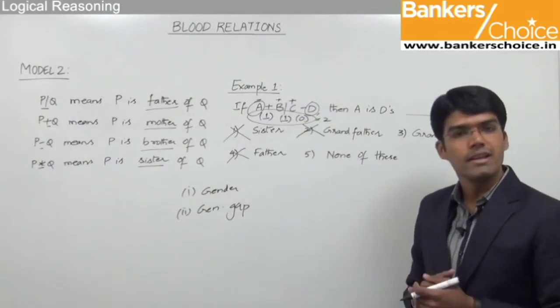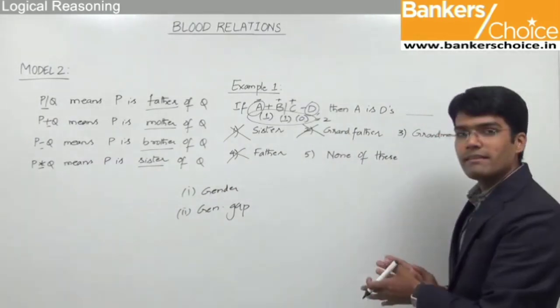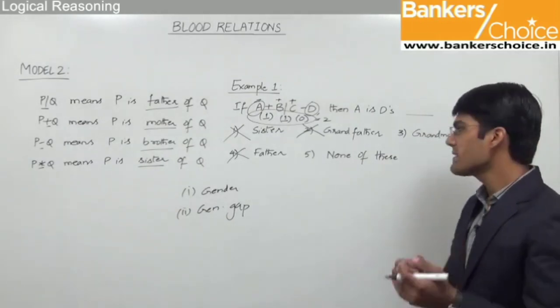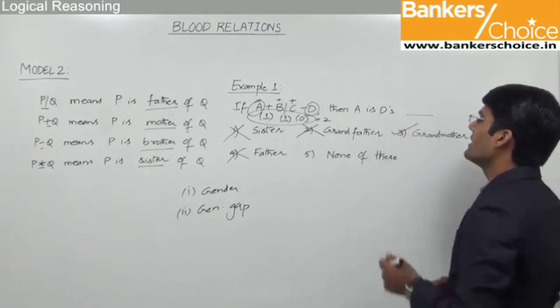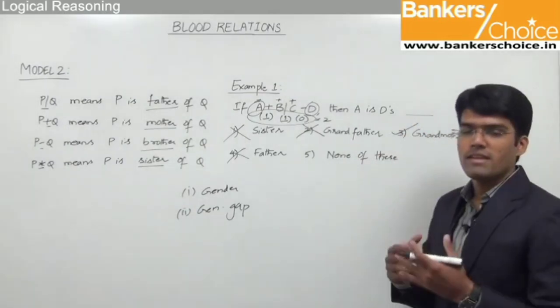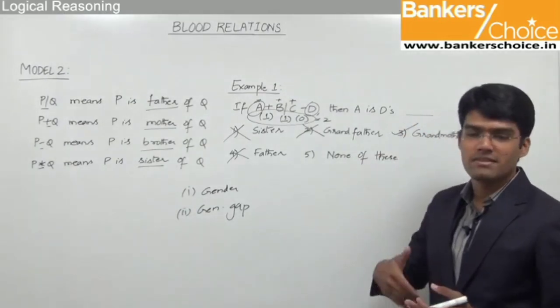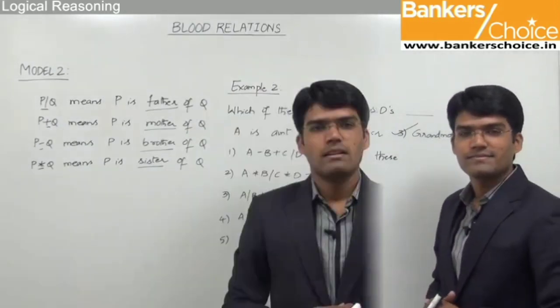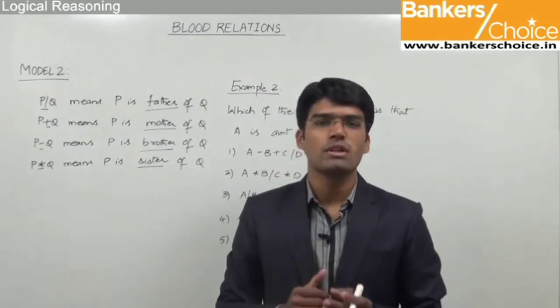But if you are not ready to take a risk, you can construct a family tree and establish the correct relationship. So friends, we can say that grandmother can be the correct answer. Otherwise, you can construct a family tree as we have discussed in the previous model and justify the answer. Let us now take the second example from model 2.